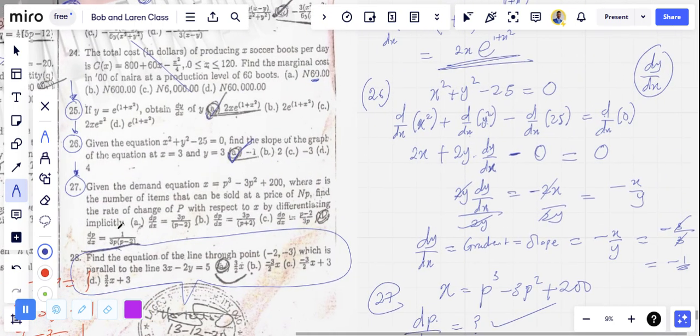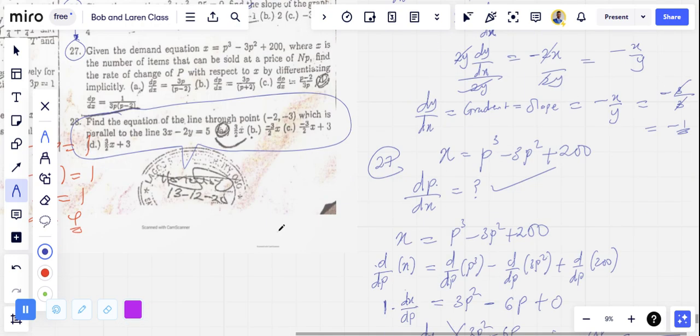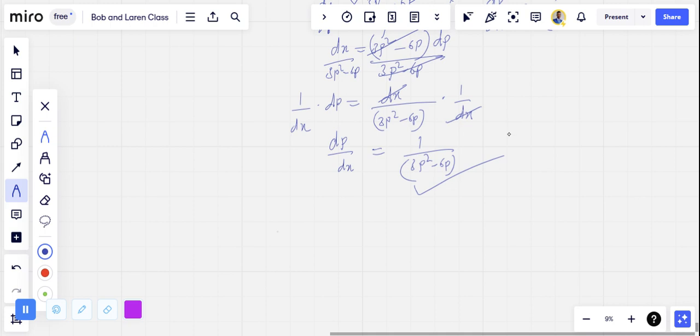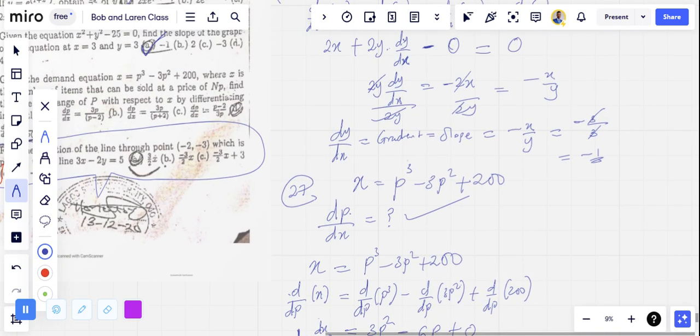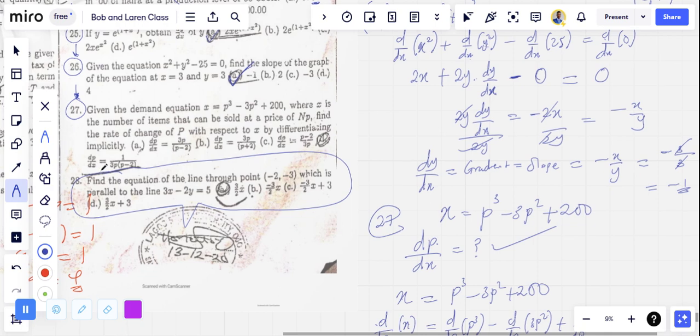So I have it here: 1 over 3p squared minus 6p. You know, 3p is common down there. When you look at this, I notice that 3p is common to these two terms. So if 3p is common, 3p cancels 3p squared, and I'll be left with p. 6p divided by 3p is 2. So that's what I have left. Okay, so I have it as option D.